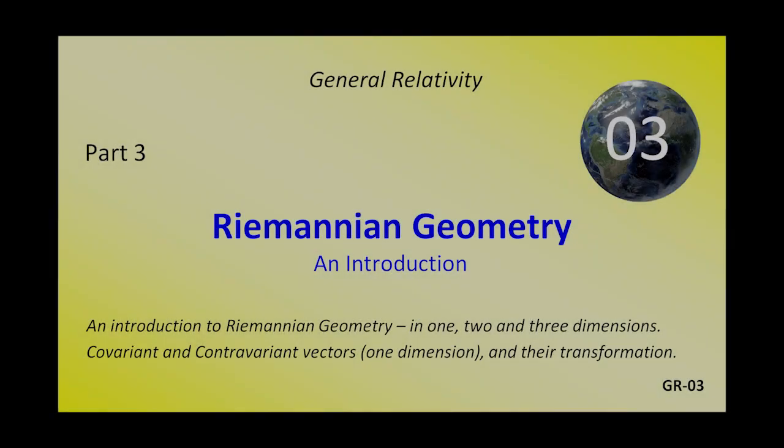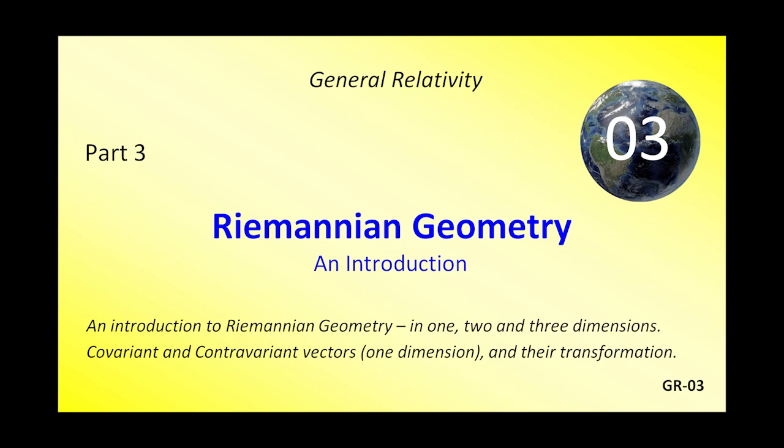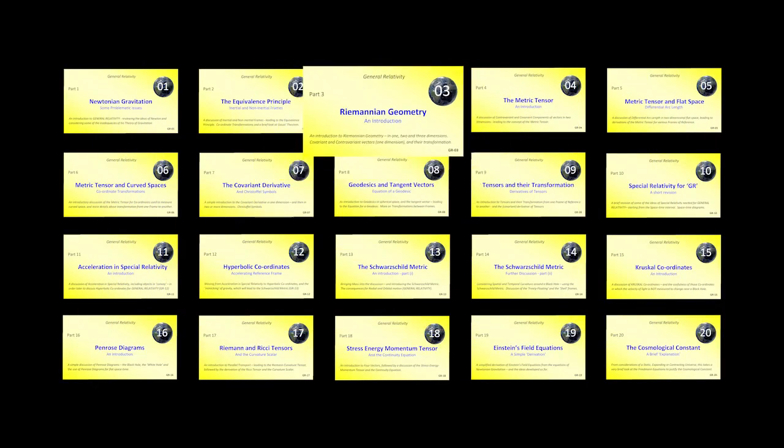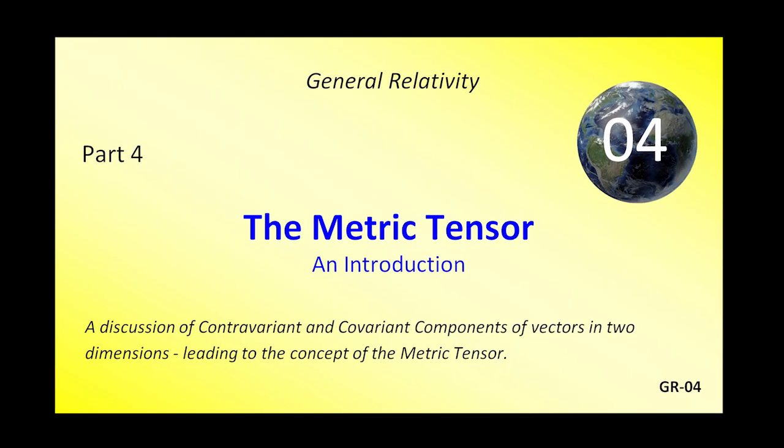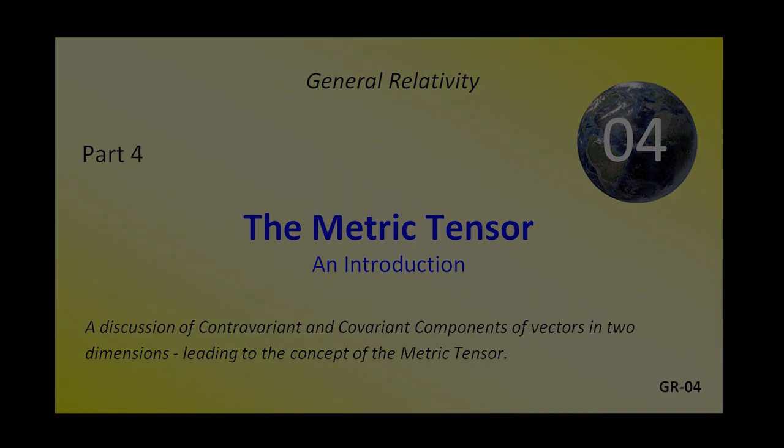This video number 3 has been an introduction to Riemannian geometry, and in particular we discussed covariant and contravariant vectors. In the next video, number 4, we will begin to think about contravariant and covariant components of vectors in 2 dimensions, and that will lead to a concept of the metric tensor.